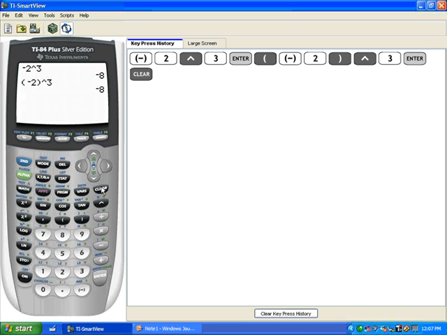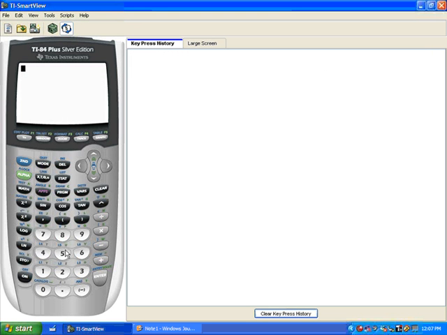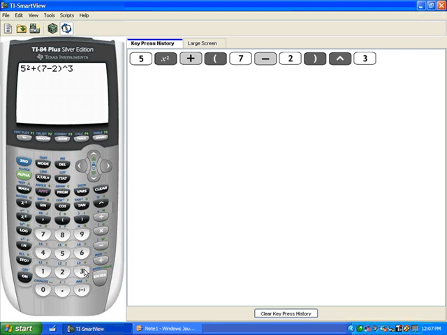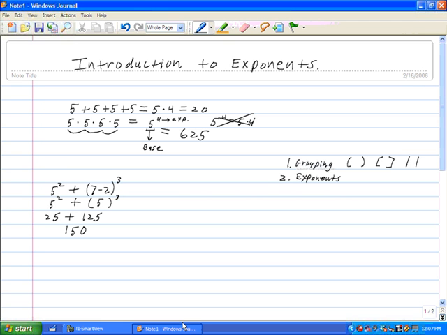So we could come over here and type in 5 squared plus, and you put in your parentheses, 7 minus 2, close parentheses, caret for power, then you put in the 3, and the calculator agrees with what we said as far as that answer is concerned. So that is your basic introduction to exponents, and like I said, later on we will take a look at more detail as far as the different rules of exponents are concerned.